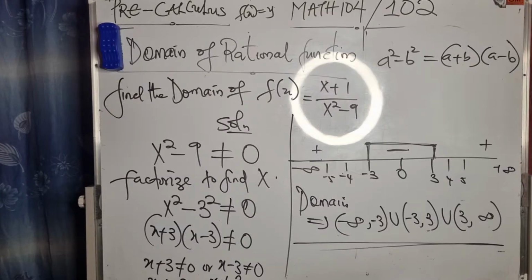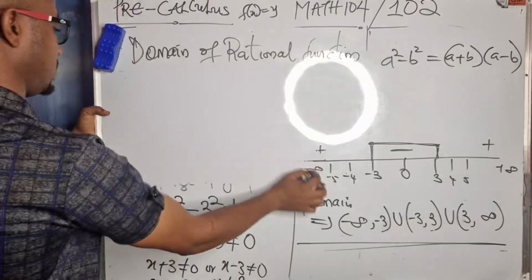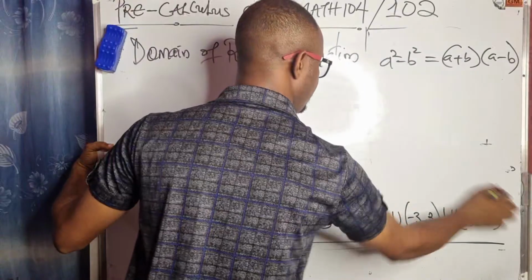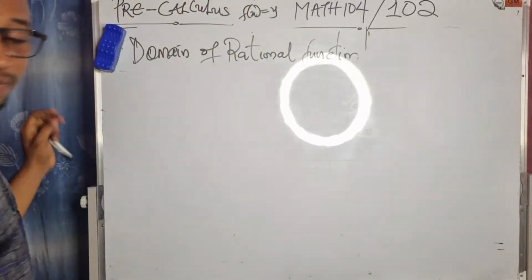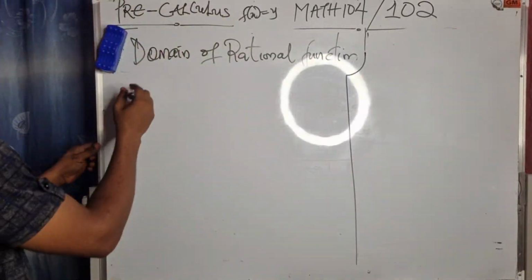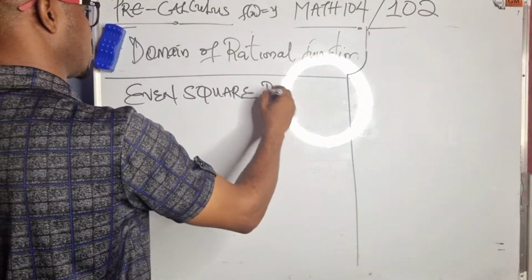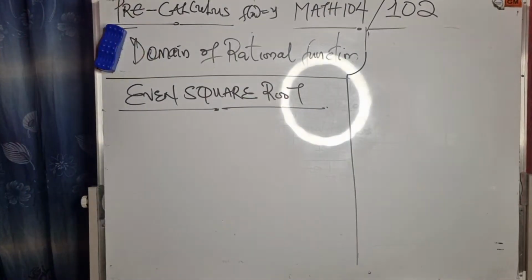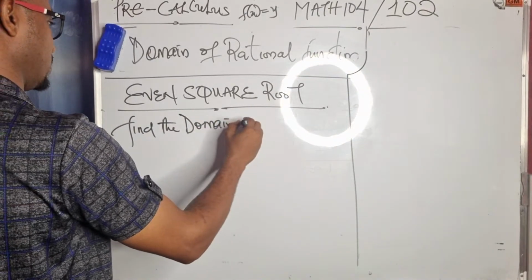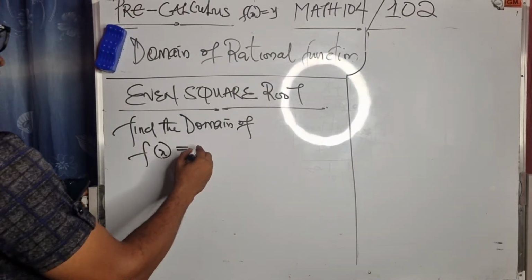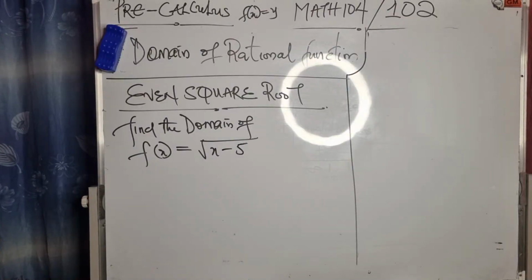If we have a square root function, or let's say an even square root, if we have a function like this, find the domain of f of x equals square root of x minus 5. The domain of root of x minus 5.